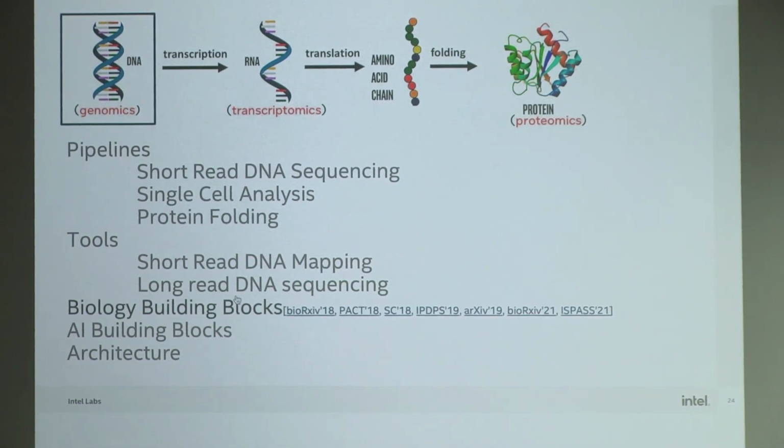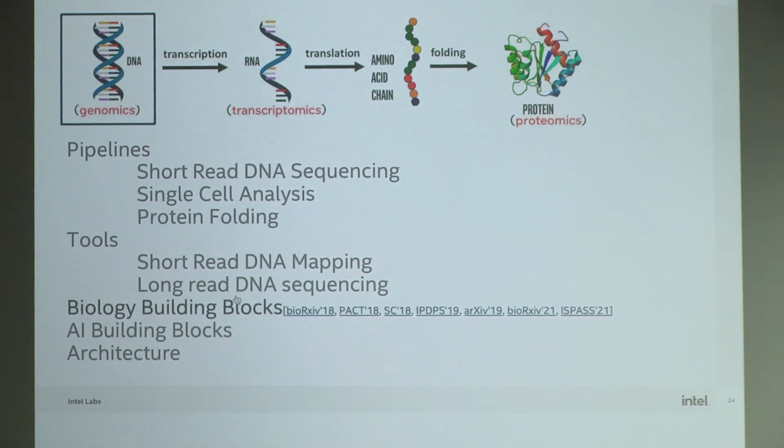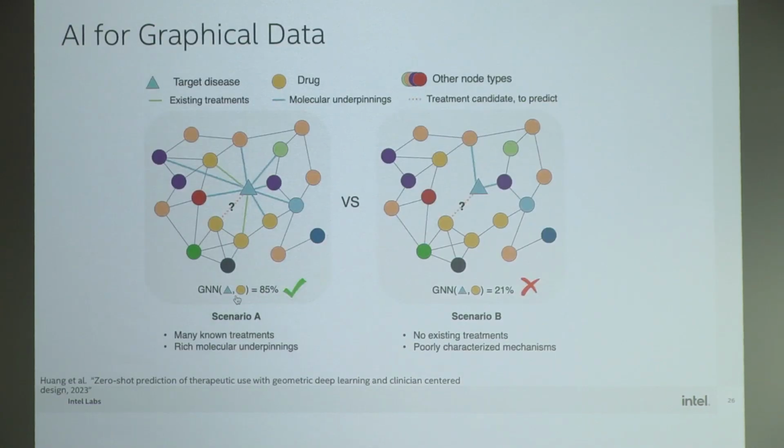Moving on to the third layer. I was talking about pipelines, I was talking about tools. Now let's talk about the building blocks, which is the bottommost layer. In this space we have also worked quite a lot and published numerous papers. I won't be going into details, but if you are interested, you can browse through the papers. They have fantastic details, going to various depths of architecture if you are really interested. Moving on to the AI building blocks part.